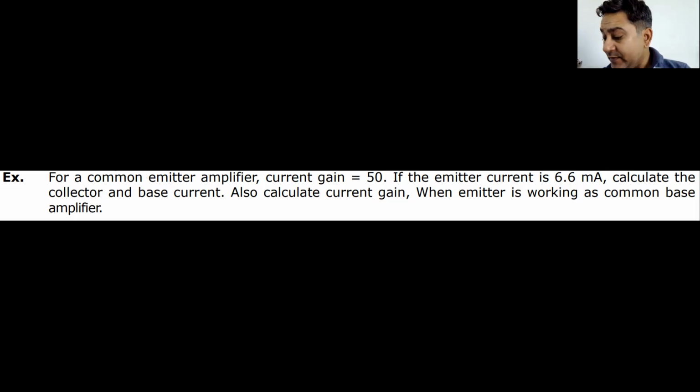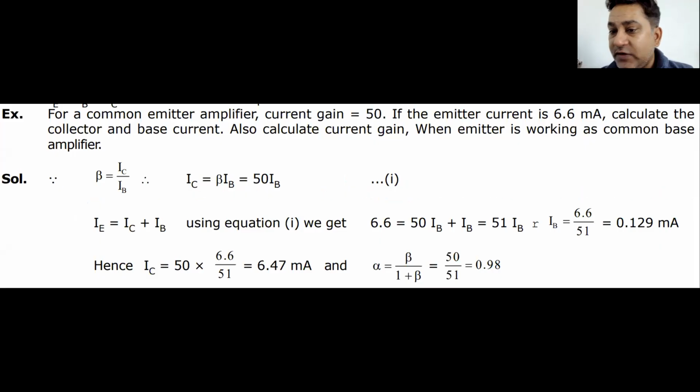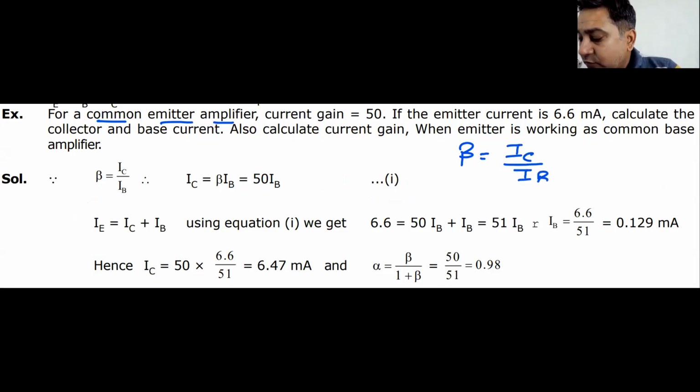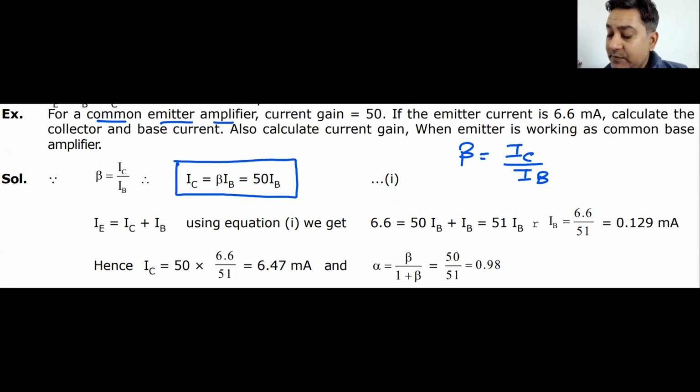So, common emitter, current gain. What value is given to us? We are given the value of beta, because this is common emitter configuration. Beta is IC divided by IB. From here, I can find the relation between IC and IB. IC will become 50 times IB. We understand this?